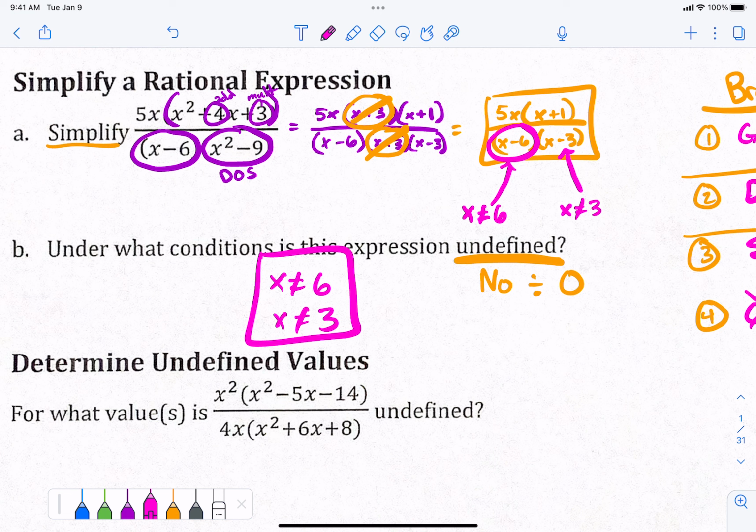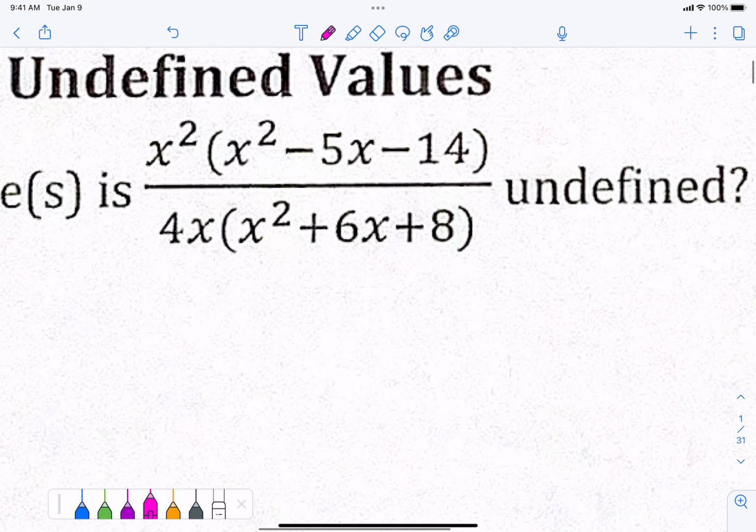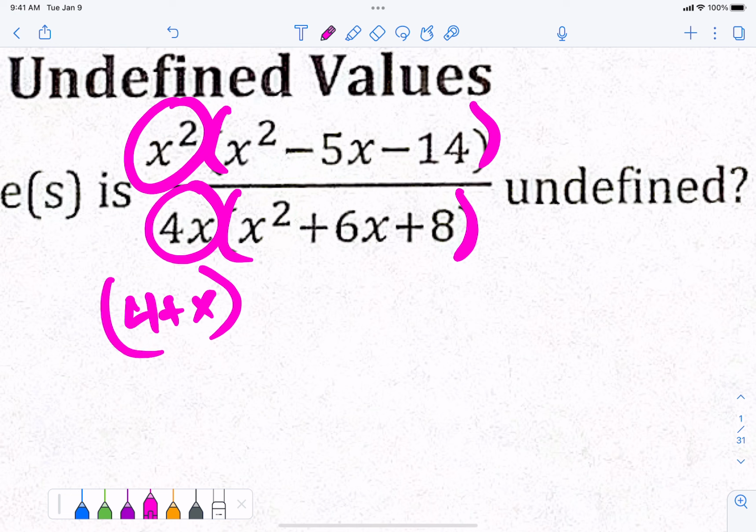Got it? Good? Okay, let's go to this one. This is another one where we're going to break stuff down. Now, here's the deal. These two are simple trinomials. We're going to break them down. But x squared and 4x, those are not trapped at all. Like the 4 and the x together, those are multiplied. It's not like 4 plus x where those are trapped as one group. Okay, 4x can cancel stuff, right?